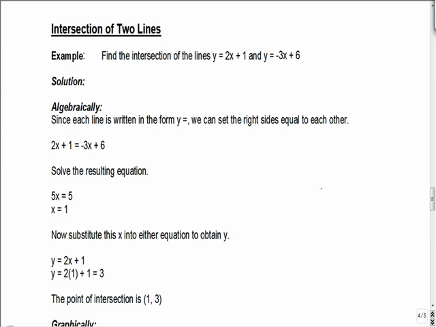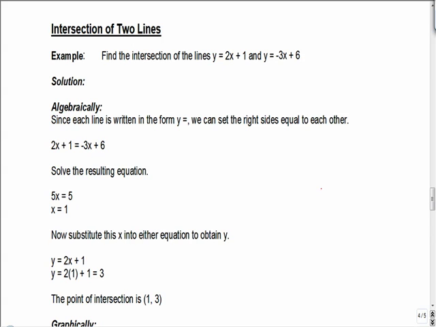Let's take a look at what we get when we try to solve the intersection of two lines. So suppose I'd like to find the intersection of the lines y equals 2x plus 1 and y equals negative 3x plus 6. To find the solution, we're going to do this both algebraically and graphically.